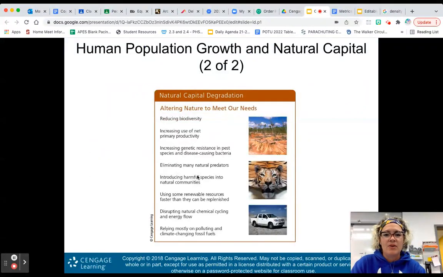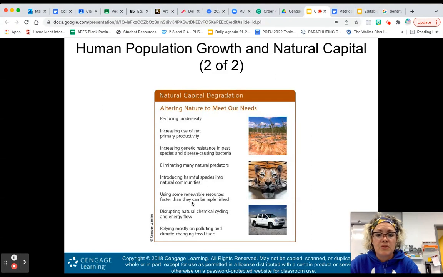And these are some of the things that we know degrade the environment, and in that degradation, we see a reduction in biodiversity. When we increase the use of net primary productivity, which means we're taking down plants, right? We are also seeing an increasing genetic resistance in pest species because of our agricultural practices. We are eliminating many natural predators because we're taking away their land. They can't find what they need to hunt. A lot of our apex predators use large territories, and when humans encroach on those territories, they've got nowhere to thrive. We have many examples of introduction of harmful invasive species.